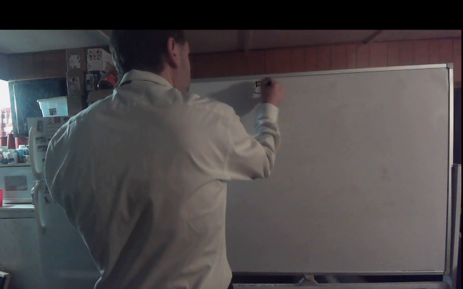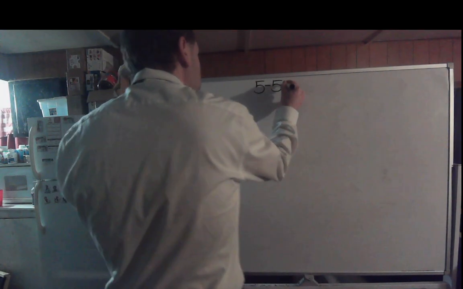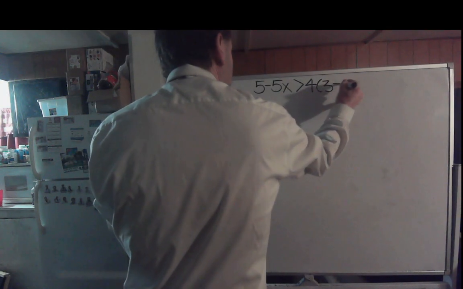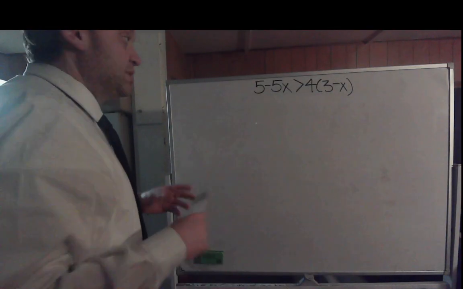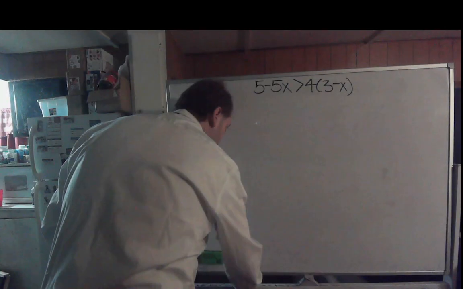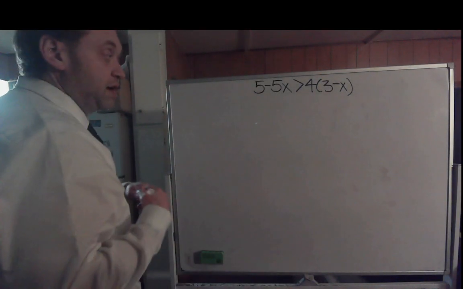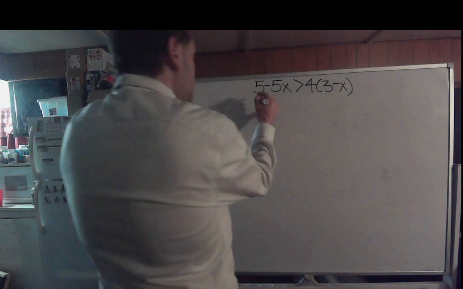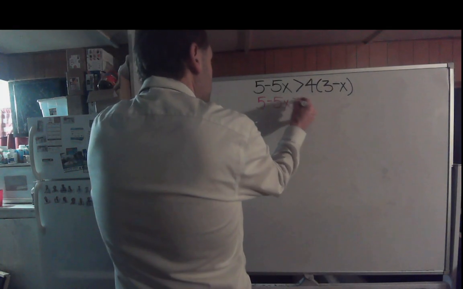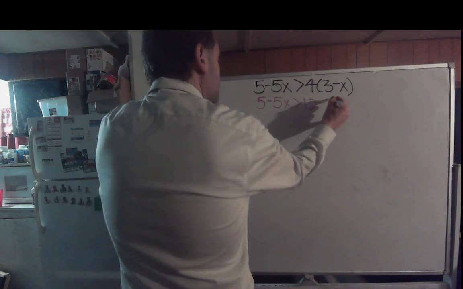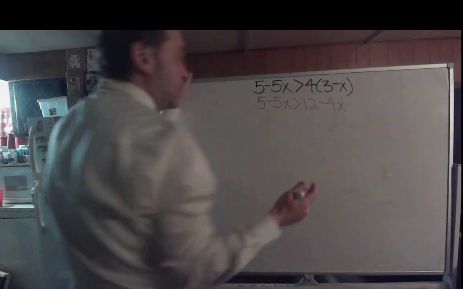Alright, so we have 5 minus 5x is greater than the quantity of 4 times 3 minus x. Well, we have nothing that will divide evenly between the sides, so unfortunately we have no choice but to use the distributive property on the right-hand side. So this will turn into 5 minus 5x is greater than 12 minus 4x once you do the distributive property.